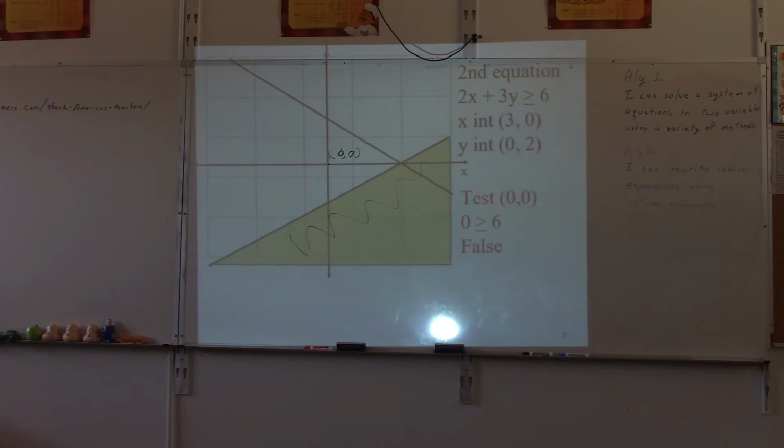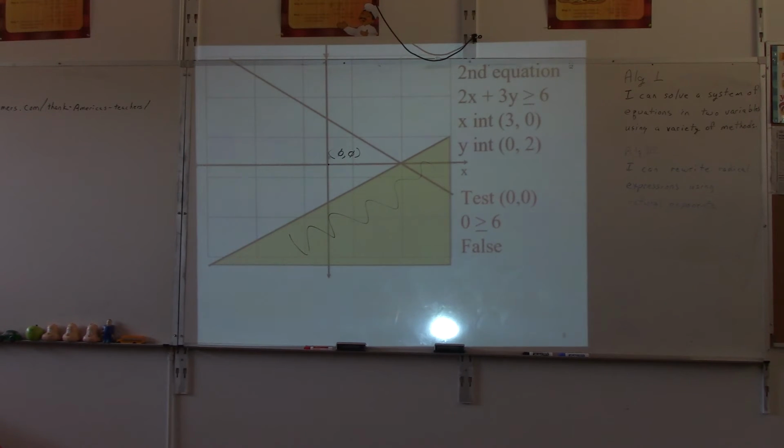When I put in 0, 0 for my test, I come up with a false statement. The test is you take 0, 0 and put it in the equation for x and y. So to test it for true or false, you take your point of origin, which is 0, 0, and plug it into the original equation. X is 0, y is 0. If x is 0 and y is 0, does that make that a true statement? No, so it's false. So I shade away from it.